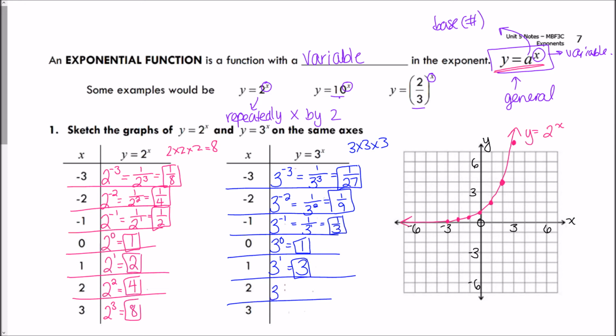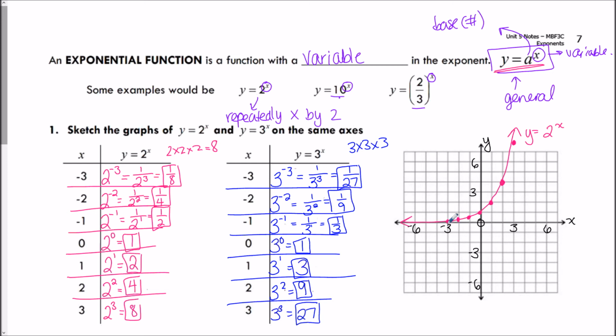Okay? Then I've got 3 to the power of 2, which means 3 times 3, which is 9. Okay? And then lastly, I've got 3 to the power of 3, which means 3 times 3 times 3, which we already figured out is 27. So let's go ahead and graph this out.